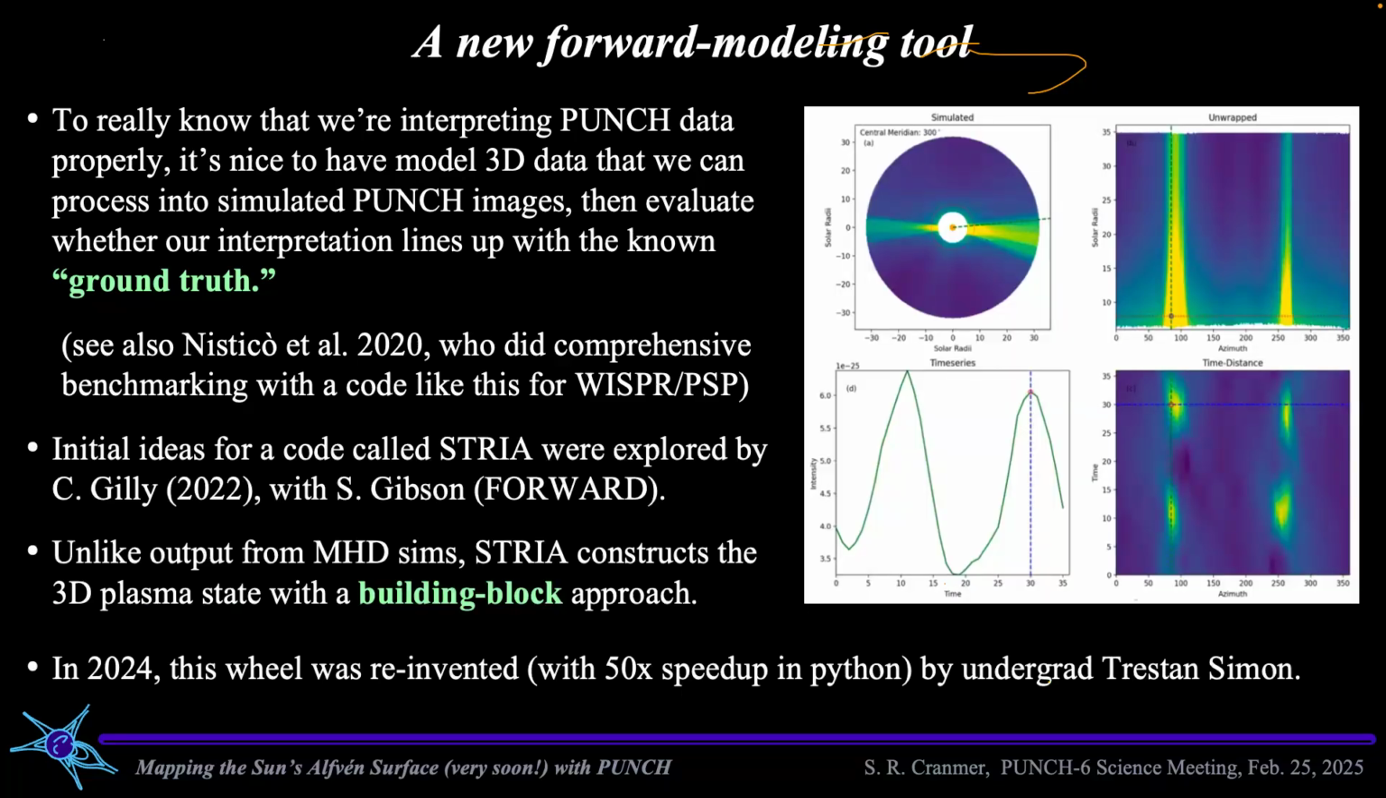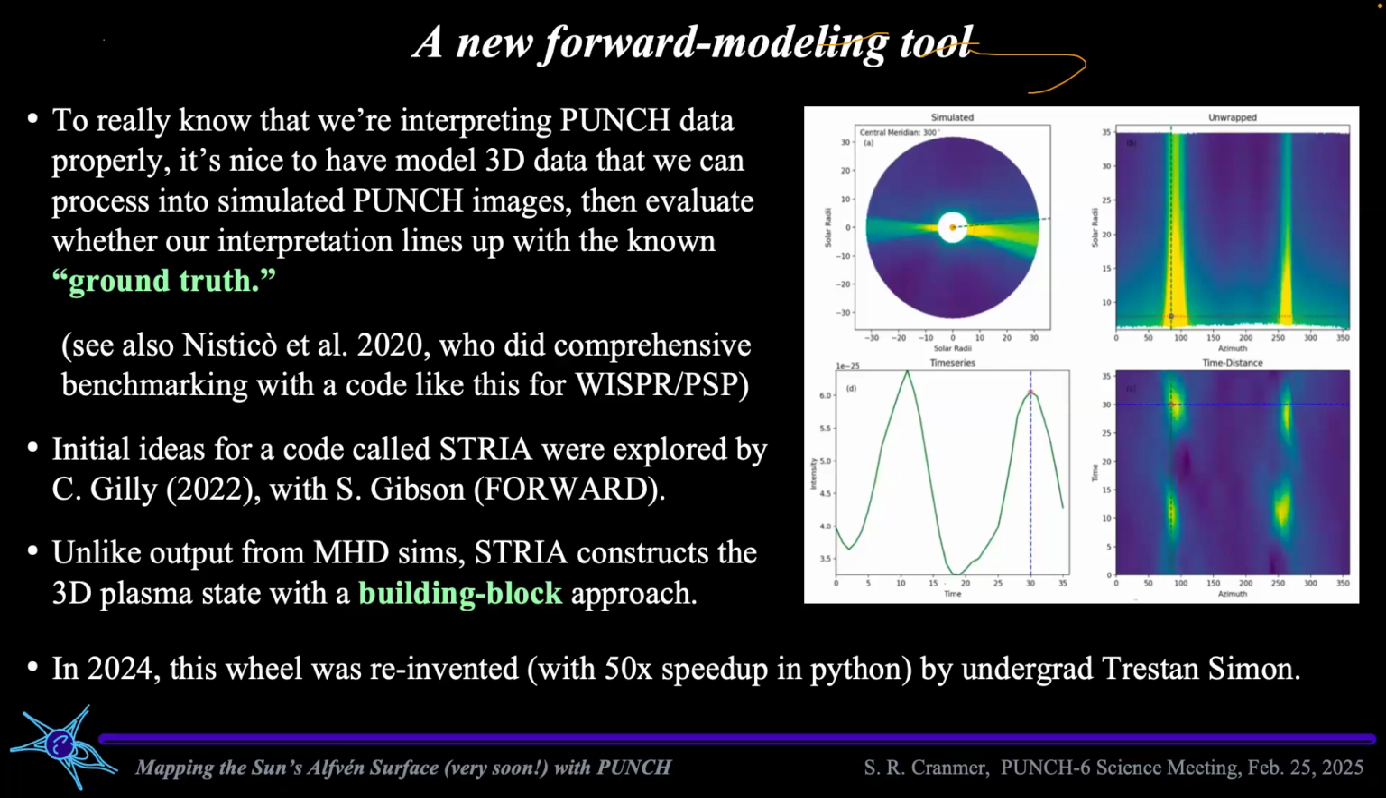About 3 or 4 years ago, we started working on a code that we called STRIA that Gilly worked on for his PhD thesis. Sarah helped put it into the forward IDL code. The difference with the self-consistent MHD simulations is that this is more of a building block code where we put in the striations, we put in the blobs, and we know exactly what we're putting in so that when we do the observational synthesis for the polarized PUNCH-like data, we'll know exactly what we expect, and the differences will tell us about how we need to actually analyze those data.